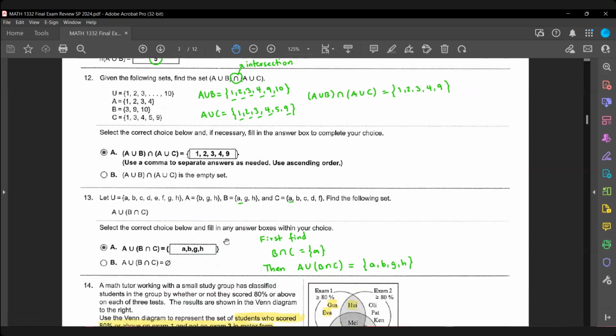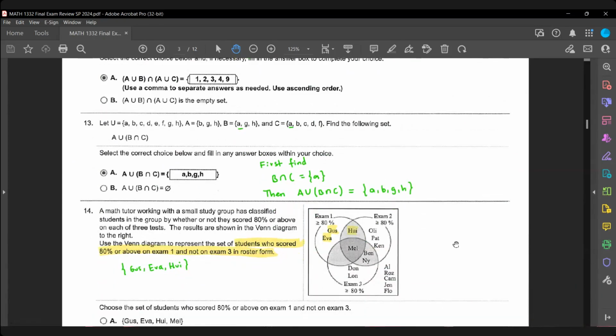Number 13. They want us to find another operation with sets. Notice that in this case, it seems like we have a slightly simpler example than the one before. However, we must find this intersection first. That's what I've done here. And in this case, I've shown that the only element that they have in common is the element A. And then they want us to go ahead and take whatever we found here and put it together with A. Well, if we add the letter A to this set, we get A, B, G, and H.